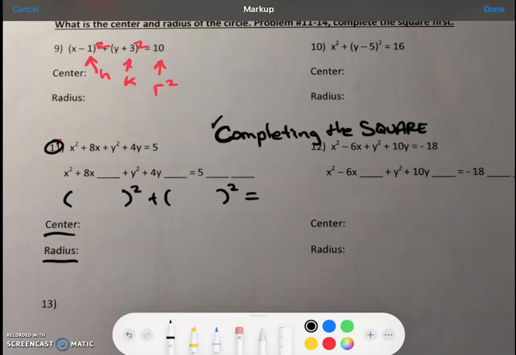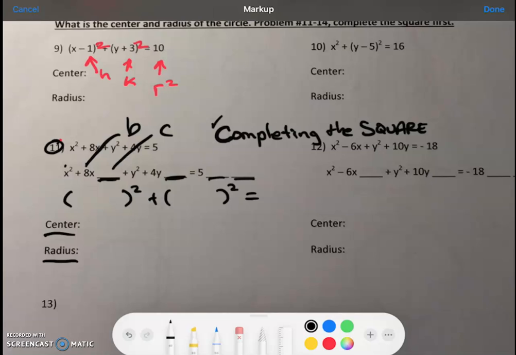So for number 11 here, it says x squared plus 8x plus y squared plus 4y is equal to 5. If you'll notice right off the bat, what they do here is put the x squared, 8x, and then a space, y squared, 4y, and then a space. And there's also two spaces on the other side. What we're going to do here is figure out what is the value of this b term. This is the b term. Use that b term to help figure out the c term.